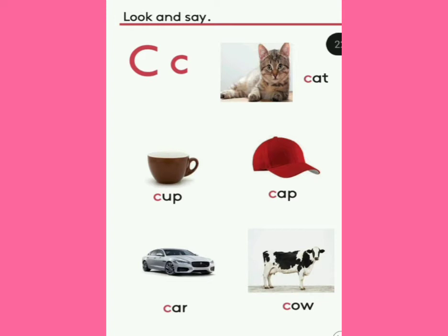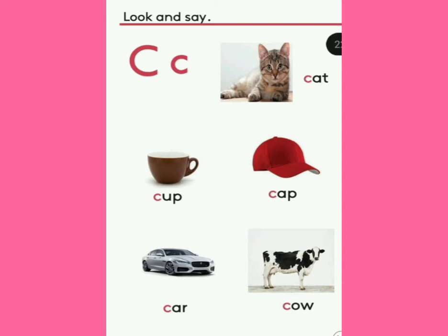Now let us see words starting with letter C. What they have mentioned here is look and say. You have to look at these pictures and say these words. You have to pronounce them perfectly. These are the words starting with letter C. They have given you the capital C and the simple C. The first word is cat, C-A-T, cat. The second word is cup, C-U-P, cup. You have to listen to me very carefully.